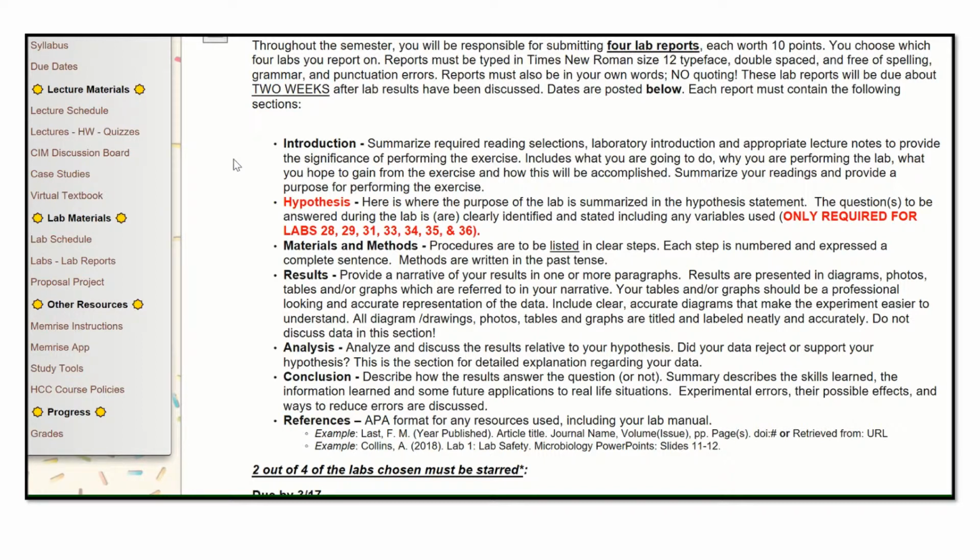At the end, if you used any type of material to write up your lab report, which in most cases will be PowerPoints or your lab manual, you will have APA format references for any resources. So make sure you look at the examples below in case you need to cite something.